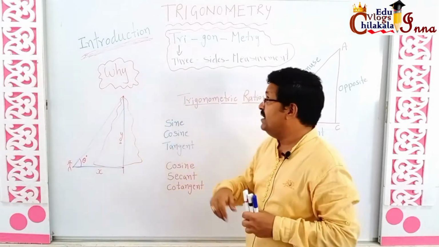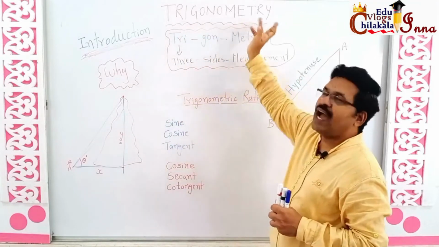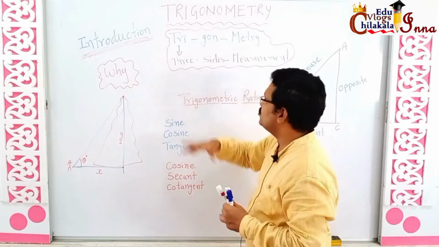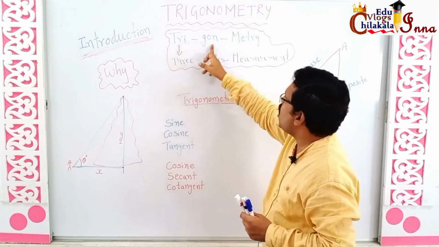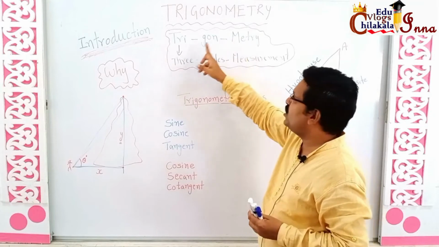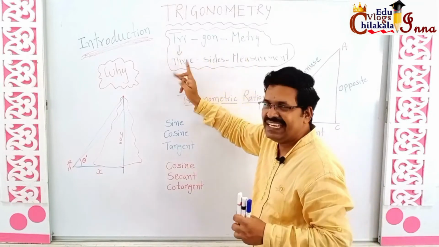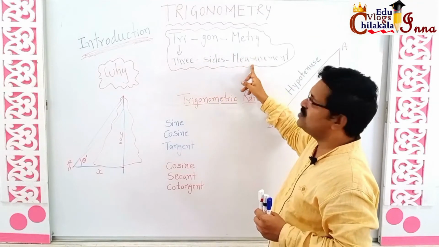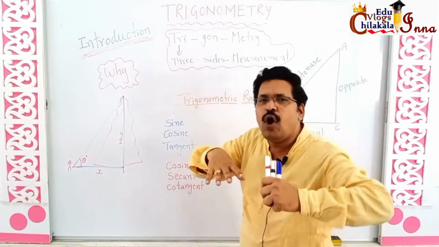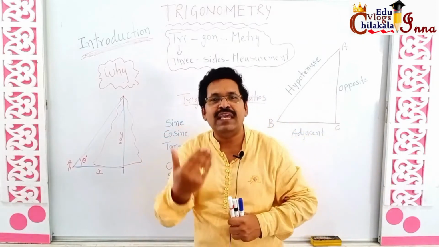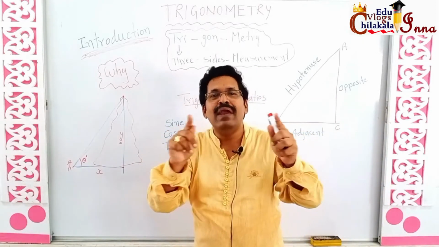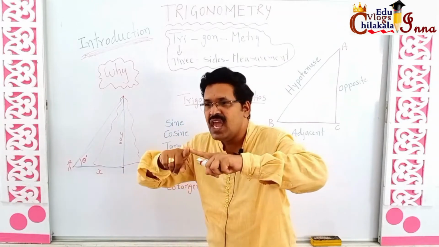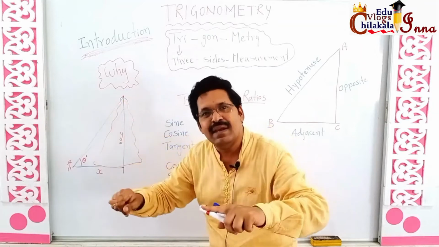So let me analyze the title of today's chapter, trigonometry. What is trigonometry? Tri means three, gon means sides, metry means measurements. Similarly we say polygon. What is a polygon? Poly means many. Polygon means a shape which has many sides.